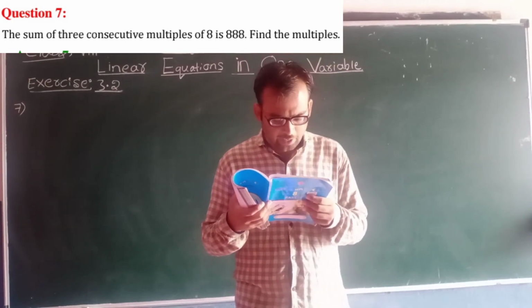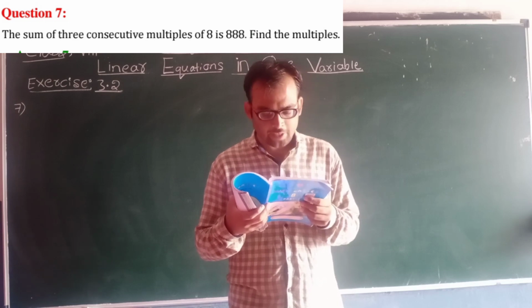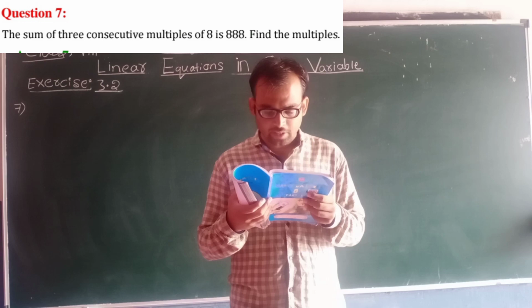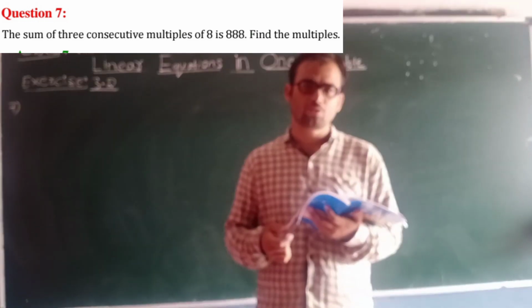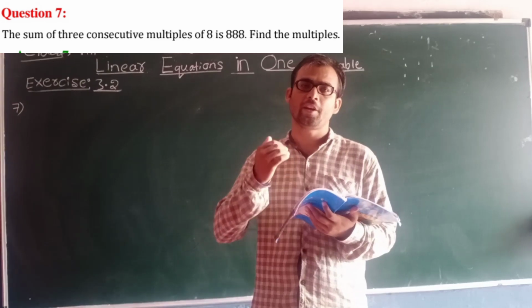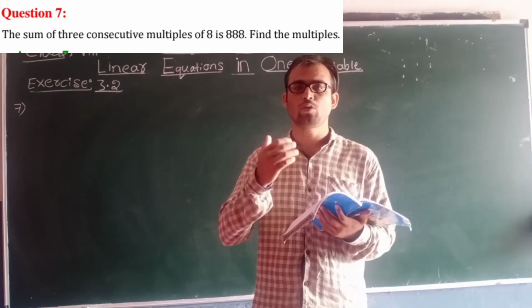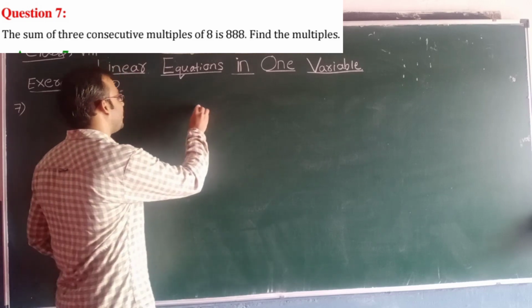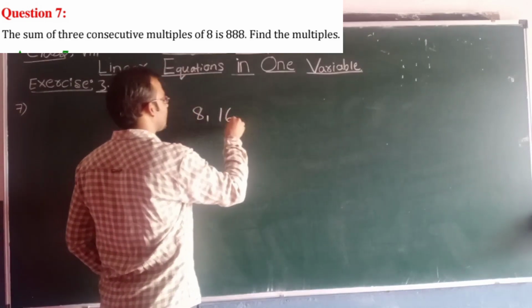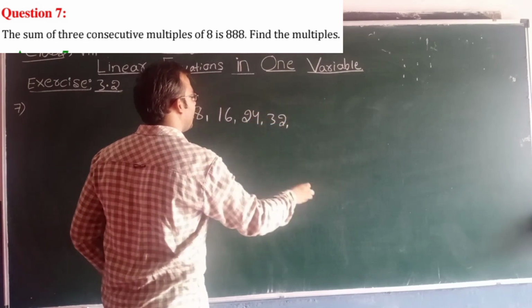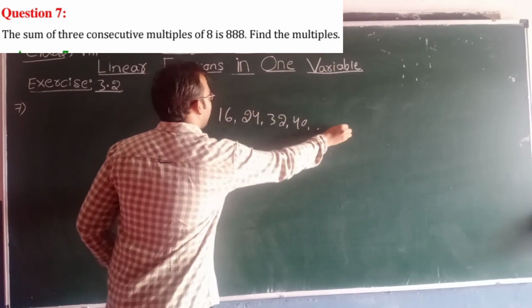The sum of three consecutive multiples of 8 is 888. Find the multiples. So what they have given, students? The sum of three consecutive multiples of 8 is 888. And we need to find those three consecutive numbers. Students, what are the multiples of 8? 8, 16, 24, 32, 40 and so on.